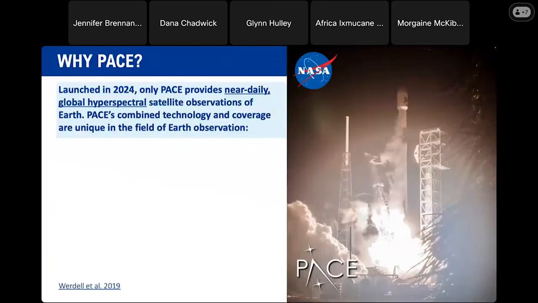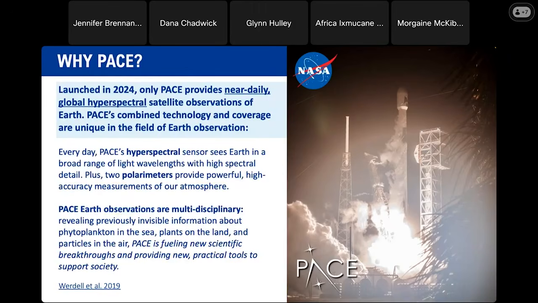So jumping into the mission overview, if there's nothing else that you get from today's talk, I hope you learn this slide. Why PACE? Why do we care about PACE? PACE was just launched in 2024, and it's the only satellite platform that provides near daily global hyperspectral satellite observations of Earth. It has a unique combined technology and coverage in the field of observation that is providing a lot of new information about our Earth. In particular, we have that hyperspectral sensor, which sees over a really, uniquely broad range of wavelengths globally, as well as 2 polarimeters that look at our atmosphere and get us some high accuracy measurements.